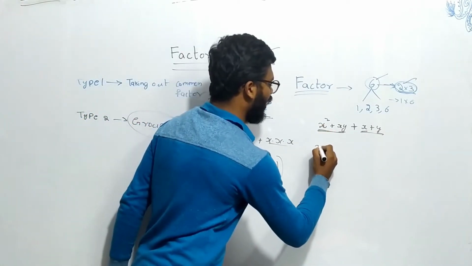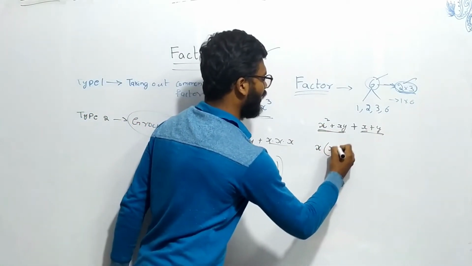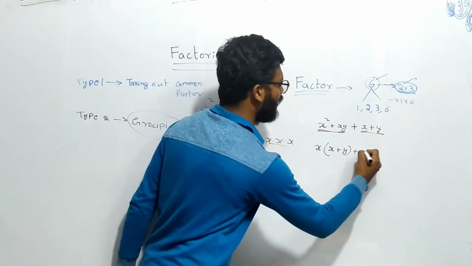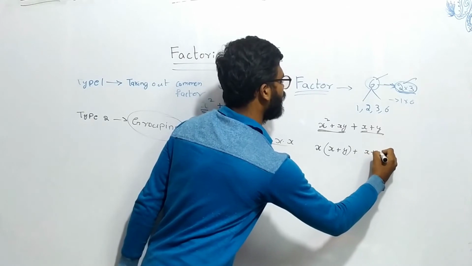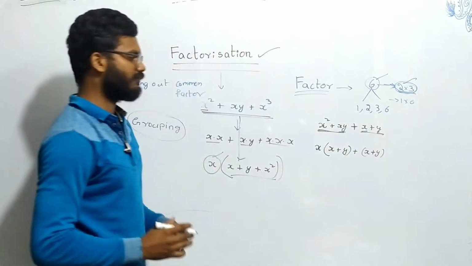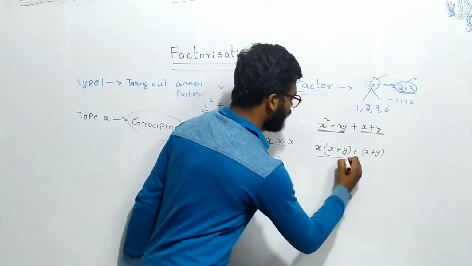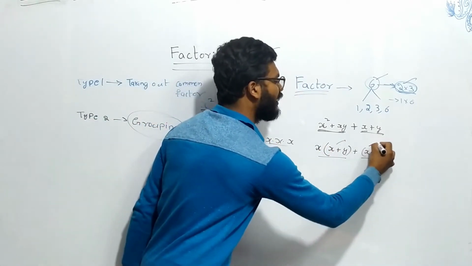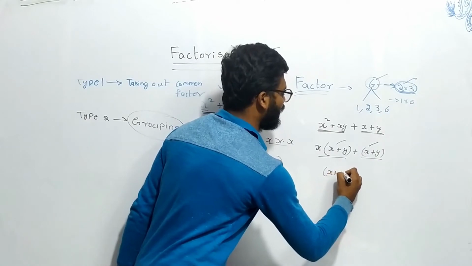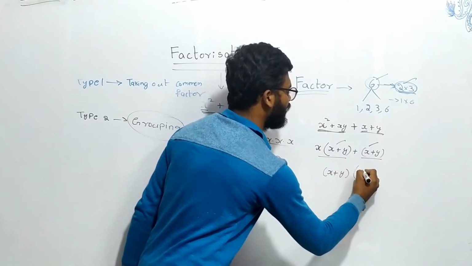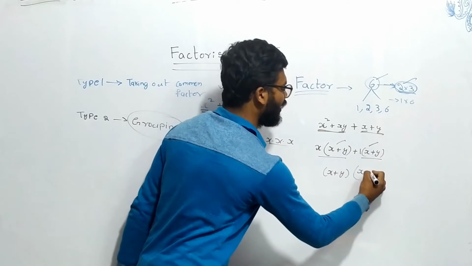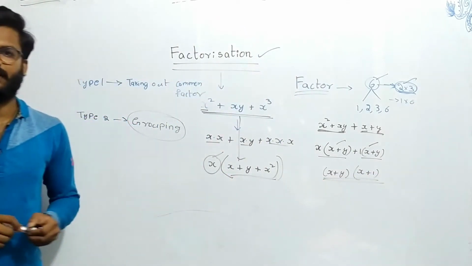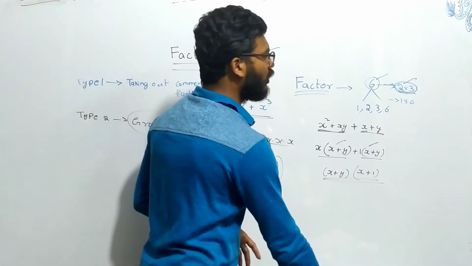If I take common x here, what will I get? x into x is x square and x into y is xy, so y will be remaining, plus x plus y is there, right? So if I take it as a single term, again in these two there is a common factor, right? What is it? x plus y is a common factor. So again, I can take the common factor out. Here, x is remaining. Here, nothing is remaining, that is nothing but 1. So here, I have factorized this completely. So this method we call the grouping method.